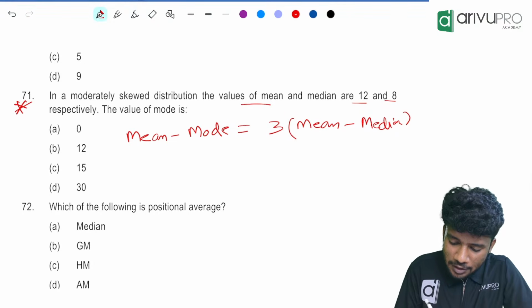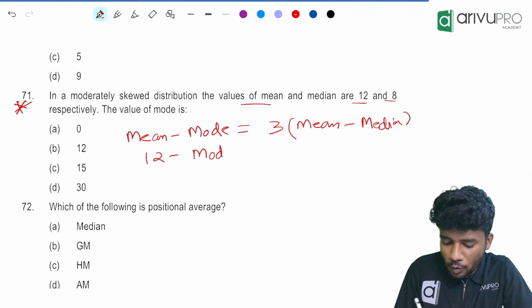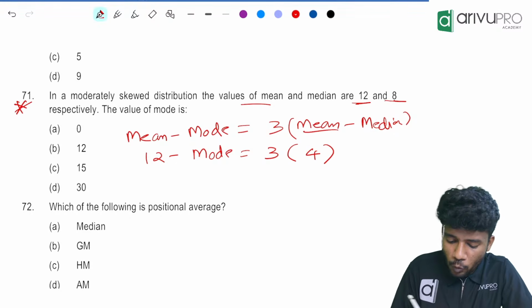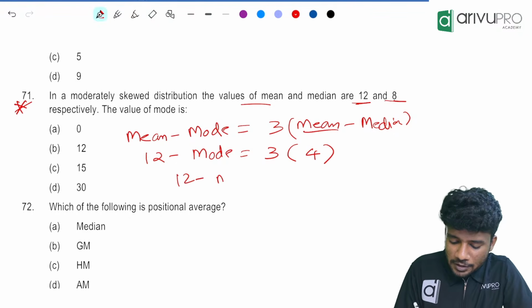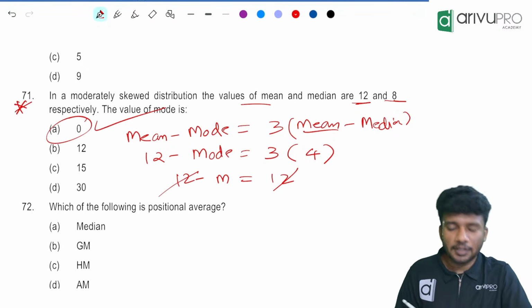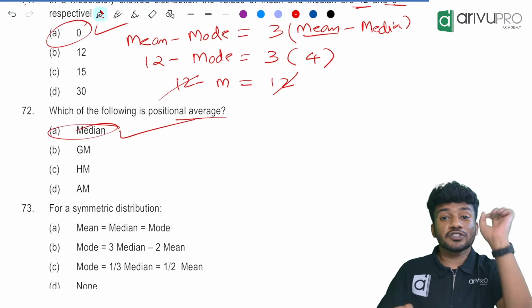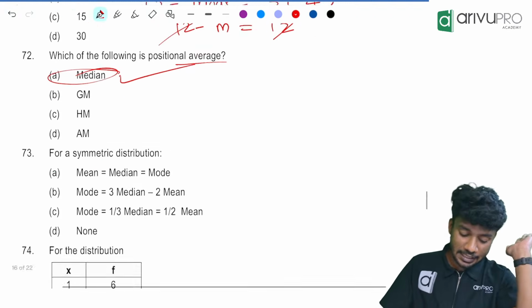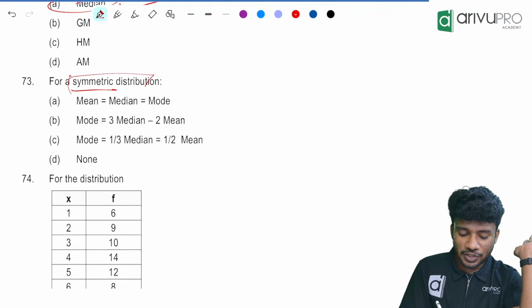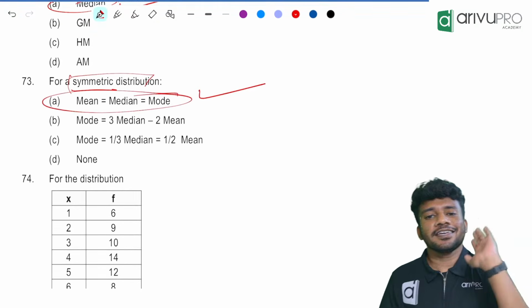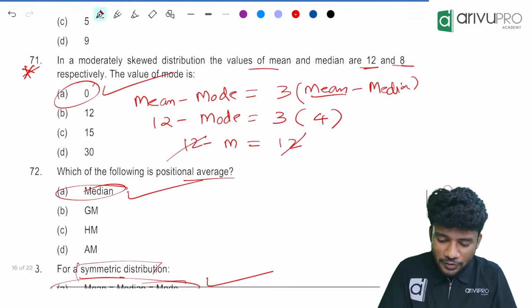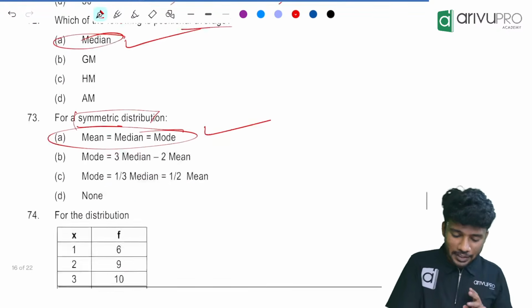Now people, mean is how much? 12 minus mode, we need to find mode, is equal to 3 into mean minus median, 12 minus 8, is how much? 4. That means 12 minus mode is equal to 12. Cancel. Mode is equal to how much then? 0. Next question. Which of the following is a positional average? Positional average is what? Median. Then for a symmetric distribution, mean, median and mode are what? Equal. If it is skewed, we will use this formula. Okay, keep it in your mind.